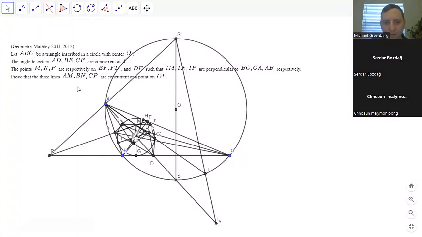Okay. So that's interesting. Maybe we have a different solution though. Do you know what Steiner's theorem is? I'm not sure. Yeah, I'm not sure.